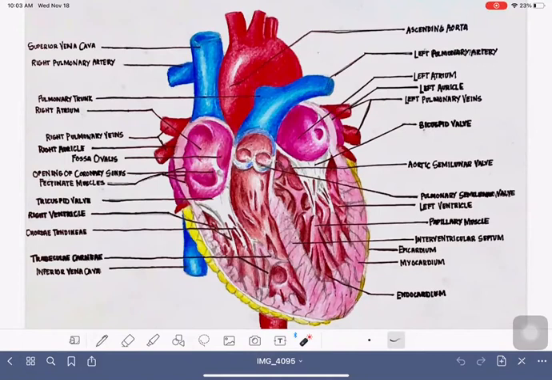So we have the left pulmonary veins and the right pulmonary veins. Now these veins will then lead into this chamber right here, which is called the left atrium. So that's where the oxygen rich blood will then be. And then after that, it will go to the bicuspid valve. So that's the left atrium, and then the bicuspid valve right here.